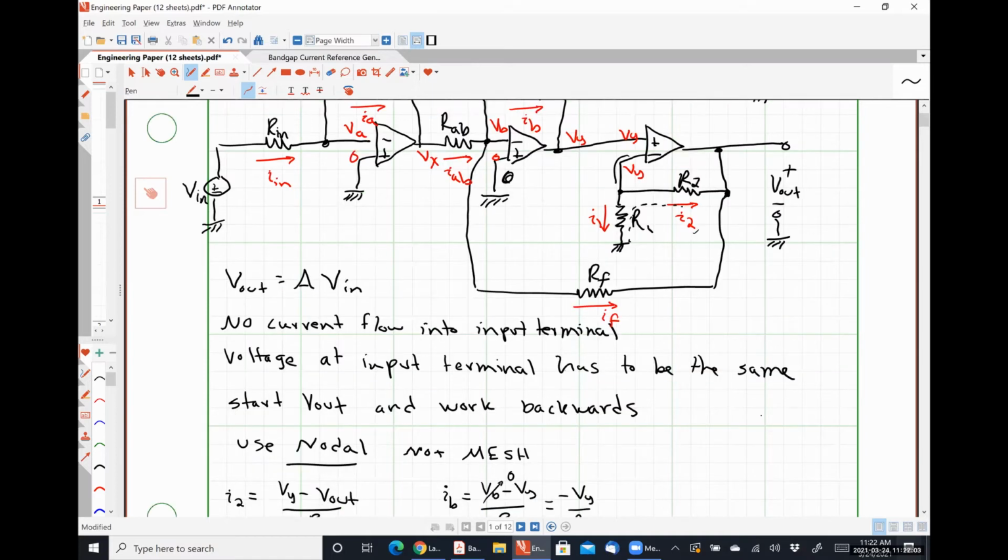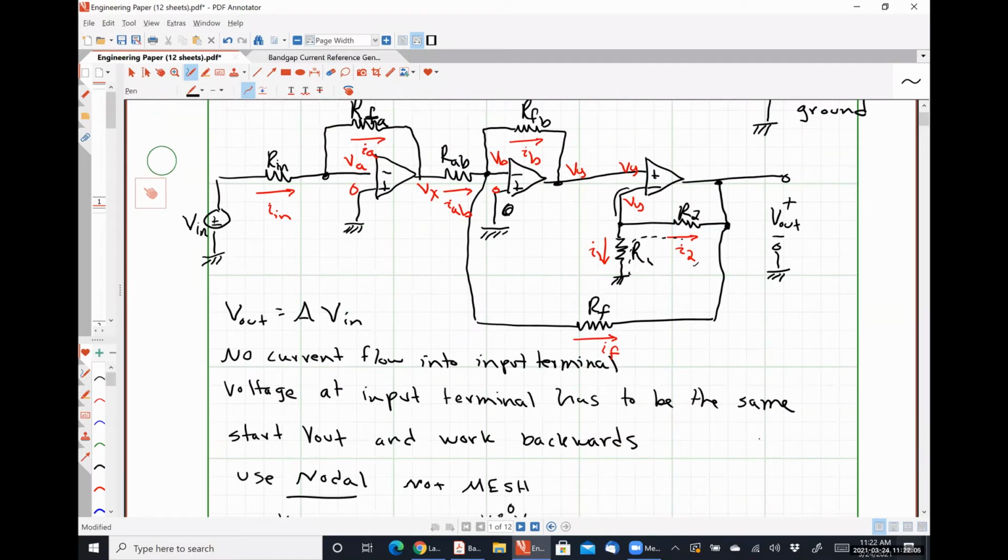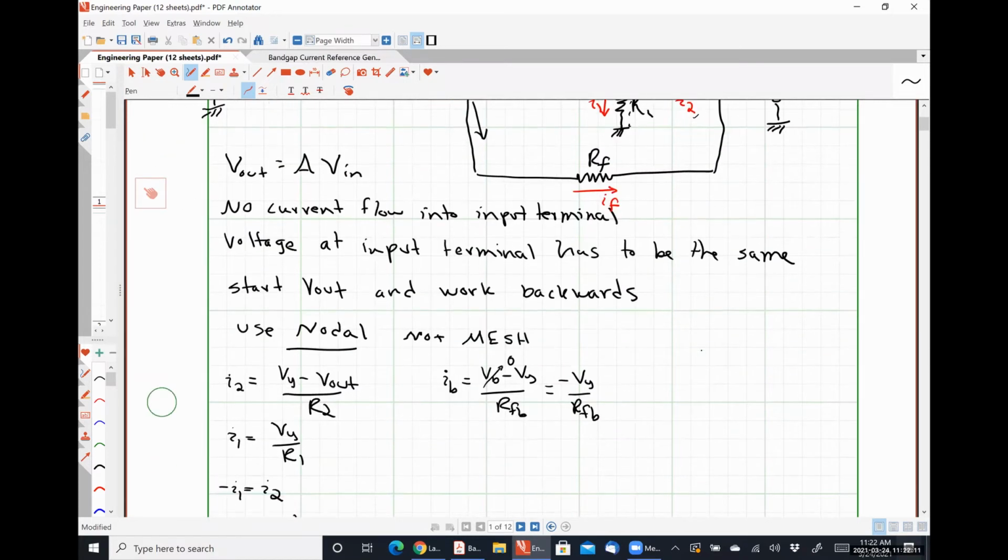Now this would typically be it, but we have another branch, right? And it's this branch right here. And it has a current IF. And so let's write the equation for IF. IF equals VB minus V out over RF. And again, VB is still 0. And so we get negative V out over RF as our IF.